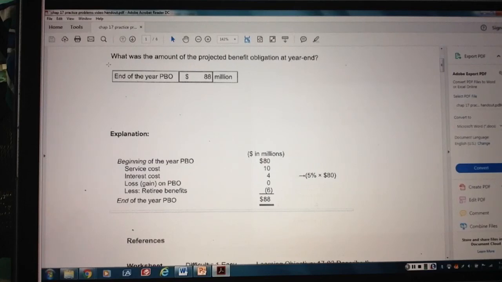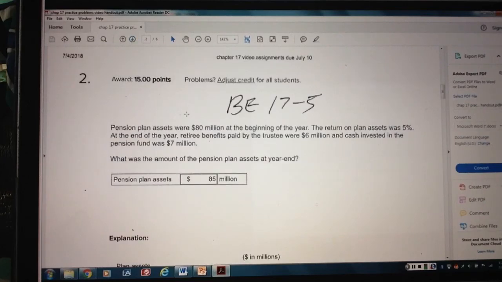So let's continue on to our next problem. This is brief exercise 17.5. How do we get the plan assets? Now, if you remember, the plan assets, we start off with the beginning balance, and then we would add the actual return on plan assets.